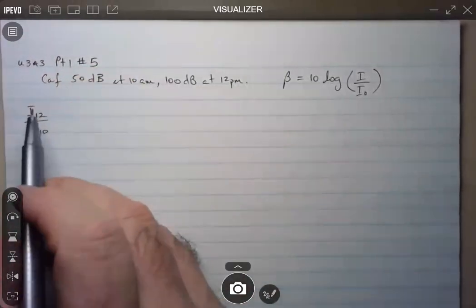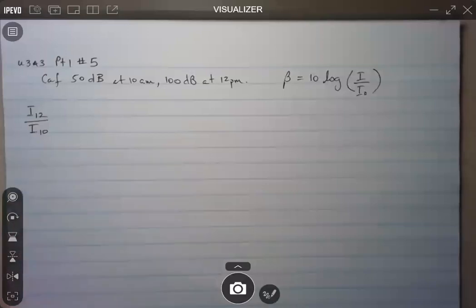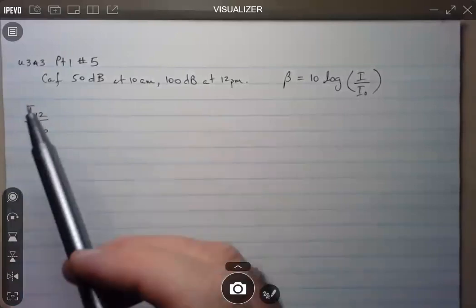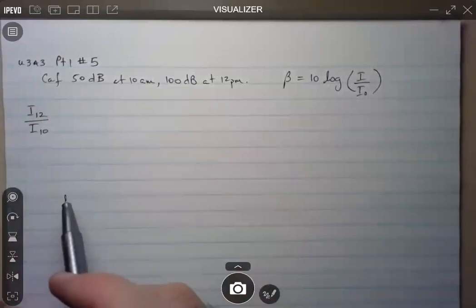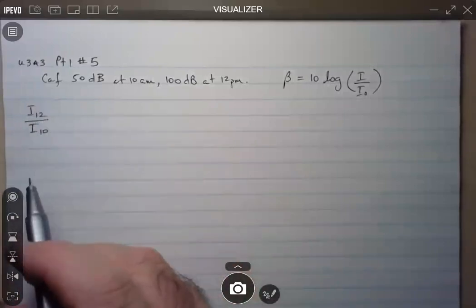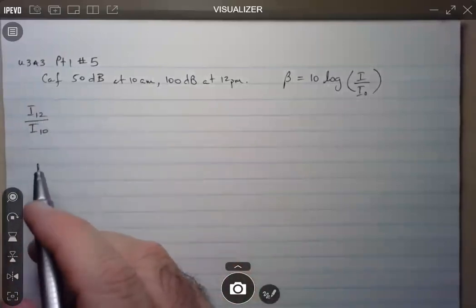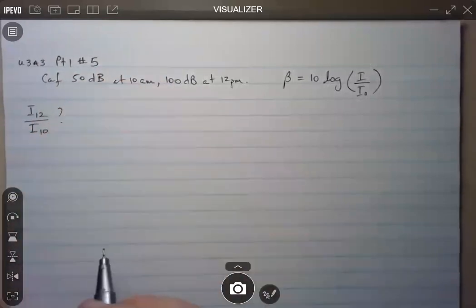So the intensity at 12 p.m. divided by the intensity at 10 a.m. Because of the way they ask the question, they say, by what factor does the intensity increase? Okay, so it's not about the difference, it's about the factor. So it means how many times bigger is one compared to the other. So that's why I'm taking the ratio. So this is what we're looking for.